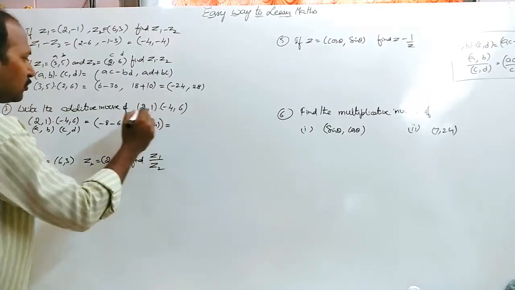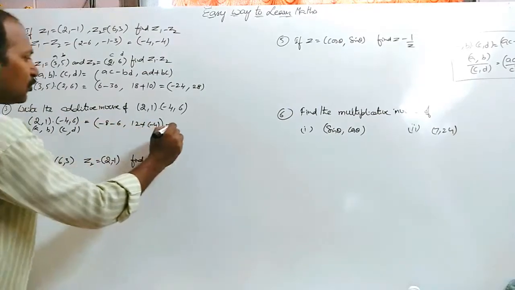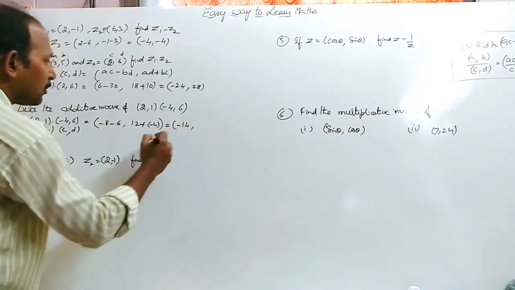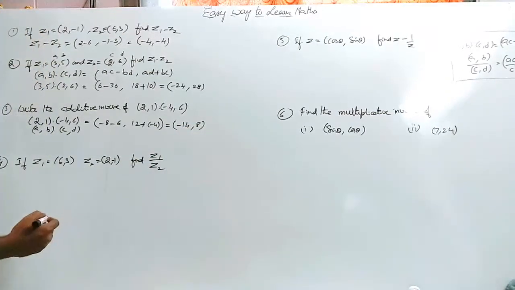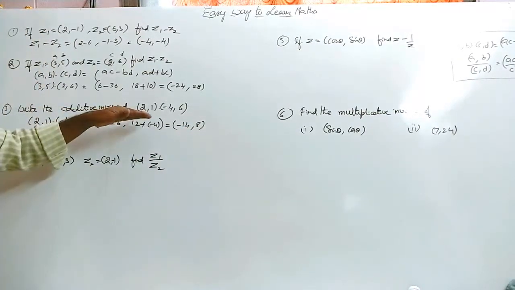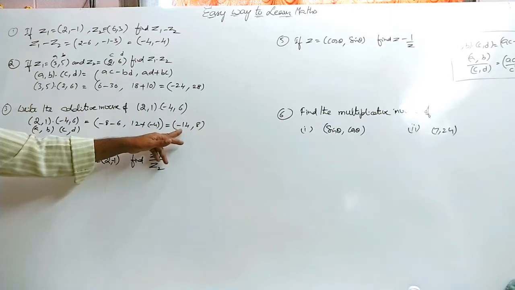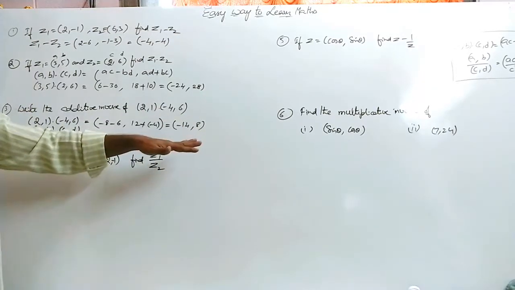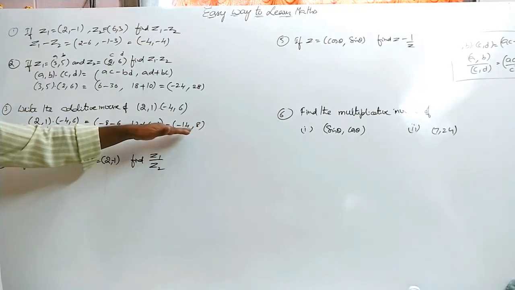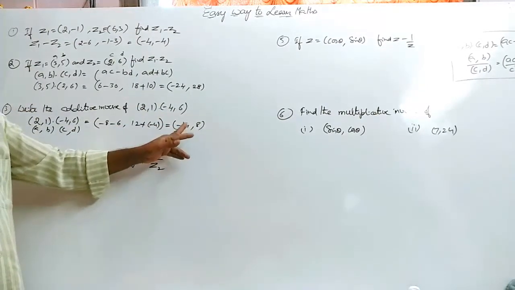Therefore that is equal to (-14, 12 - 4) = (-14, 8). Therefore the given complex number is converted into this simplified form, (-14, 8), that is nothing but -14 + 8i. Now we have to find the additive inverse of this given complex number.